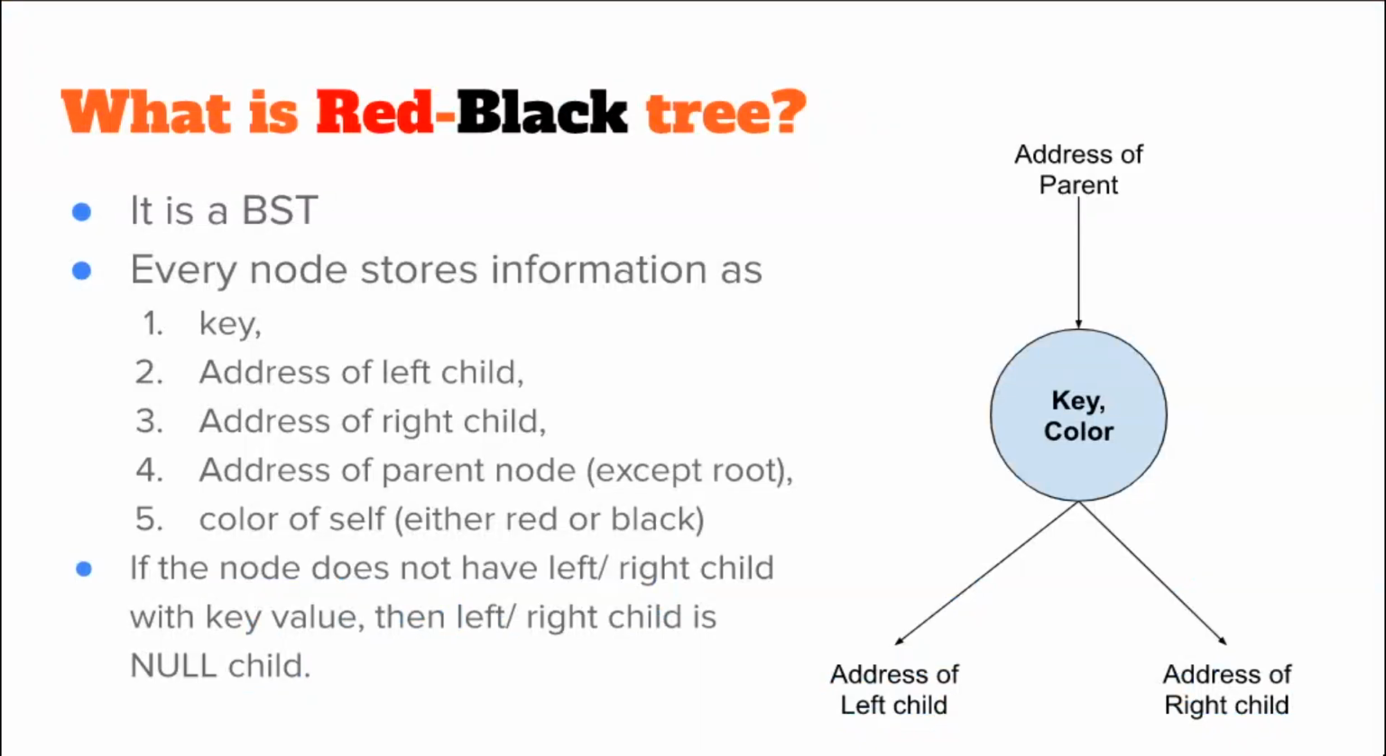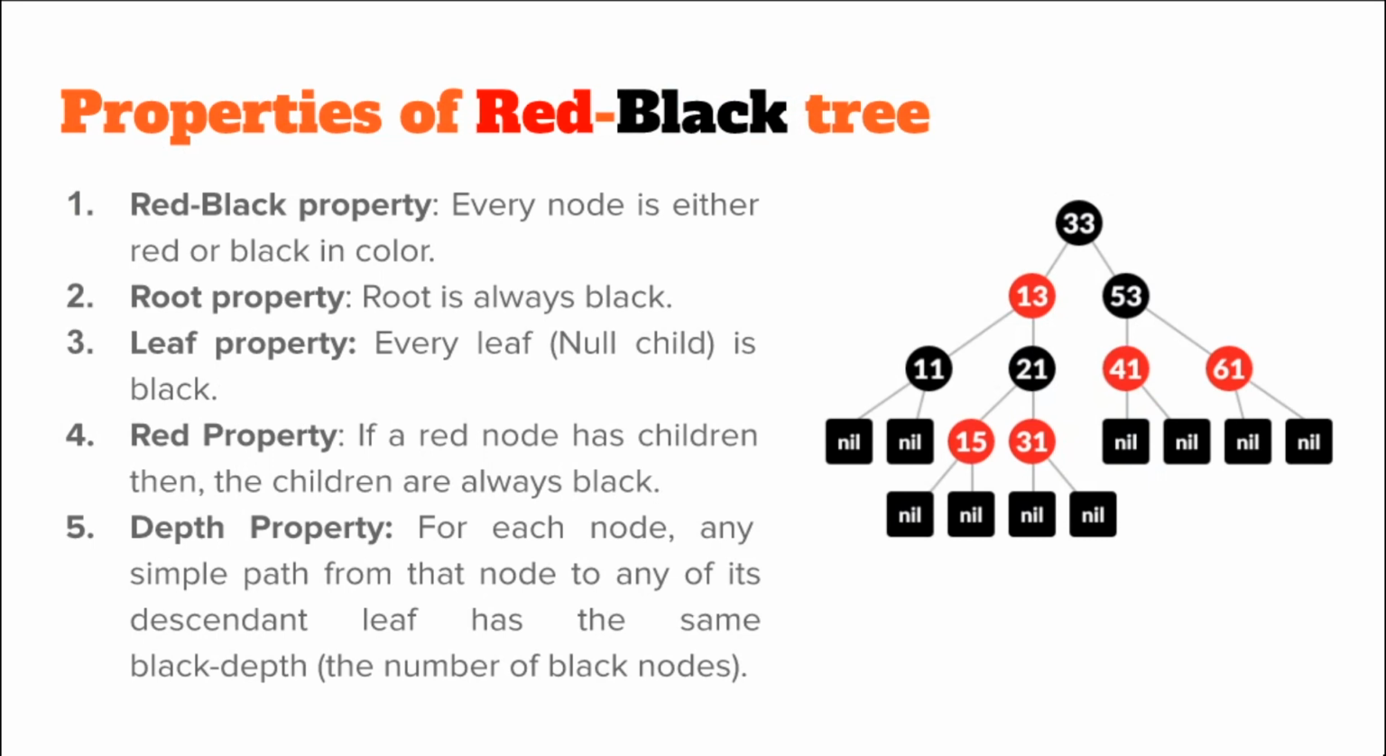So, what is a red-black tree? It is a binary search tree where each node holds value, address of the parent node, address of the left subtree and right subtree. Additionally, it holds color value of self, that is either black or red. In the red-black tree, if a node does not have a value associated with it, then it is called a null child. Every red-black tree should satisfy 5 properties.